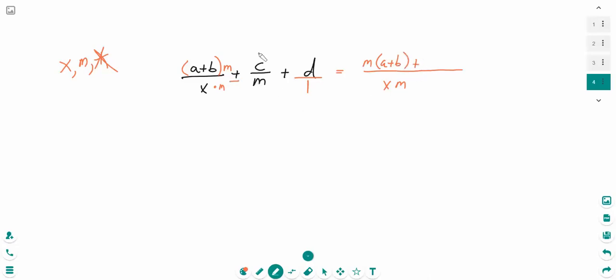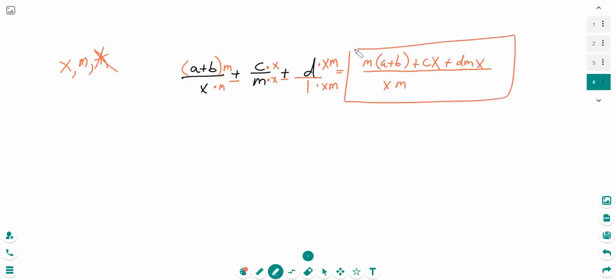And now for this second term, what did we multiply this m by? Well, we multiplied it by an x to get to this, so we need to multiply the c by an x. So now we have plus cx. And then we have another plus sign here. And now what did we multiply the 1 by to get to xm? Well, that's pretty straightforward. We just multiplied it by an xm. So we need to multiply the numerator by an xm. So it's going to be times d xm. Maybe I'll put it in alphabetical order and just write it as dmx. Okay? And I might just leave my answer just like that.